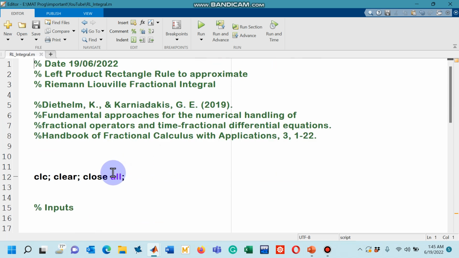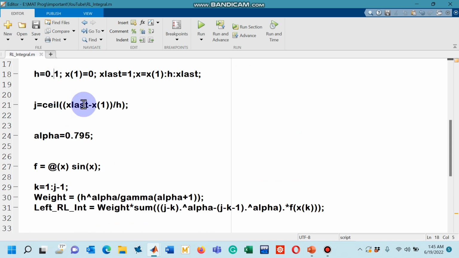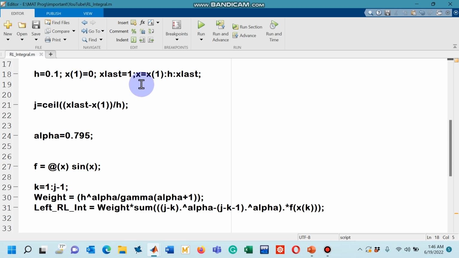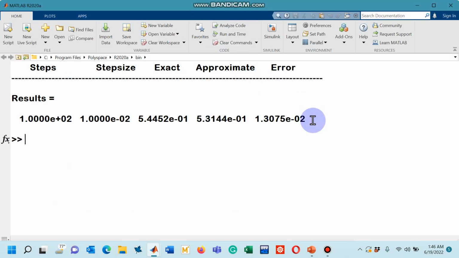So let's run this code, and do remember that in this code we have a step size of 0.1. I'm going to run the code, and then I will go to the command window to see the result. So you can see 10 steps, 0.1 step size, this is the exact answer, the approximate answer, and the error is 1.2873 × 10⁻¹. Let's go back to the code and replace the step size from 0.1 to 0.01 and run the code again. And here, note that the error is reduced by one order of magnitude.